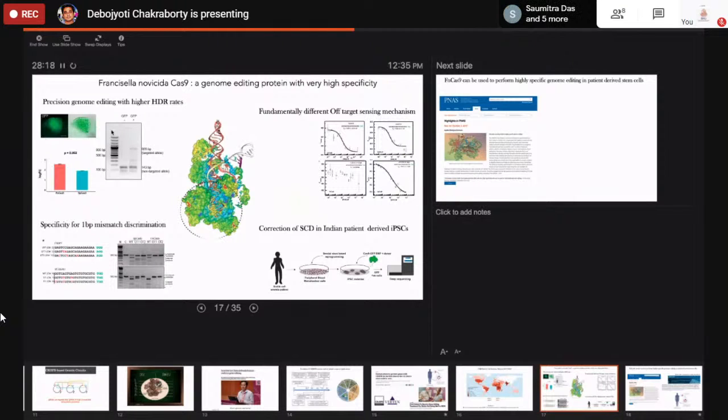How we came to Francisella novicida is totally serendipitous. There is no credit involved. We were looking for a Cas which could potentially cleave RNA. There was a paper which said FN-Cas9 could do that. We started working on it, and then we found out all these things.